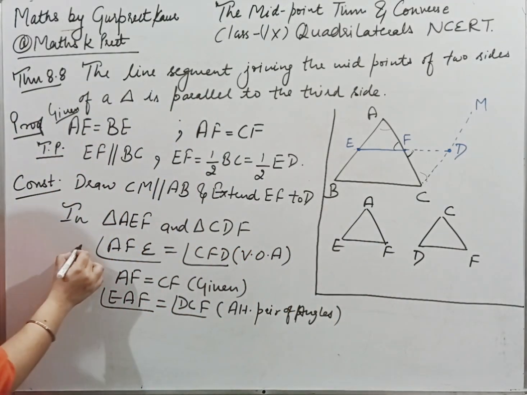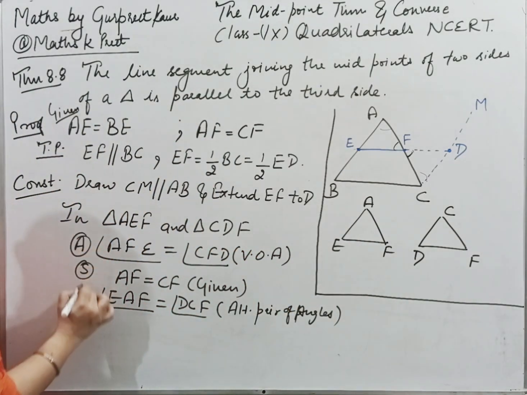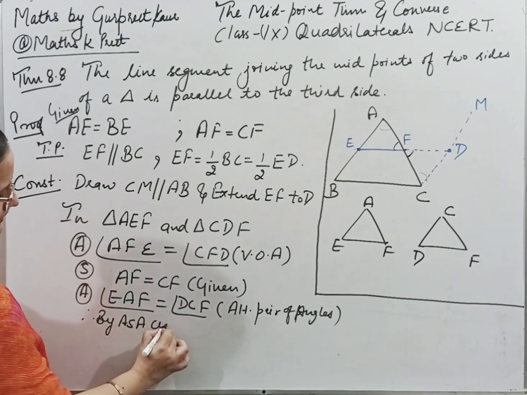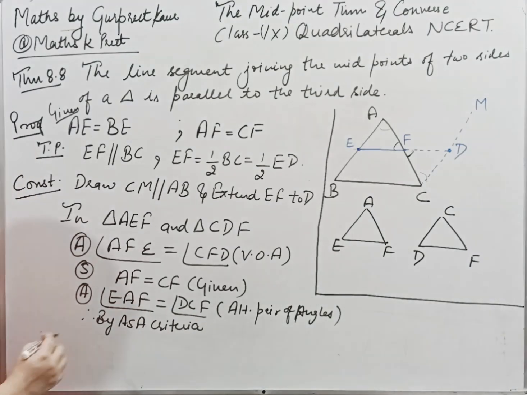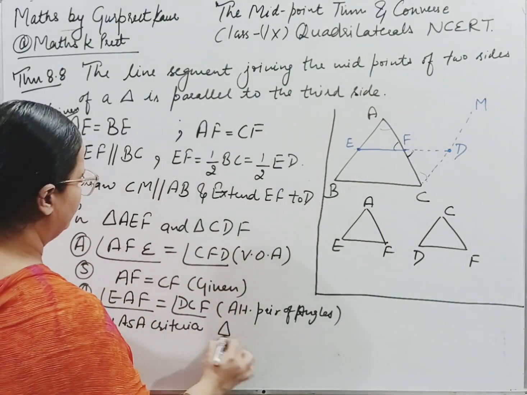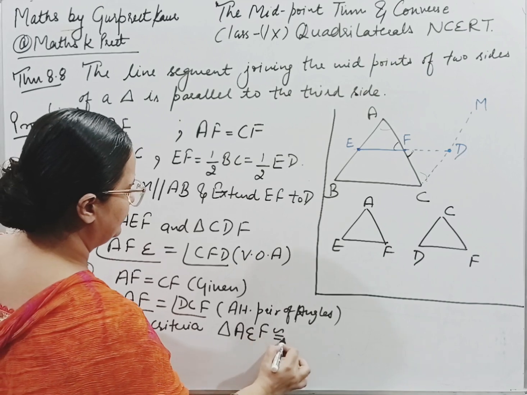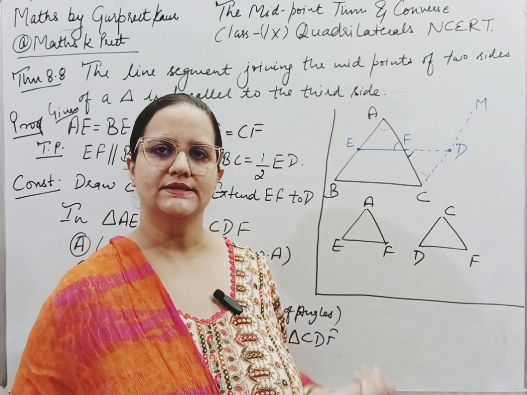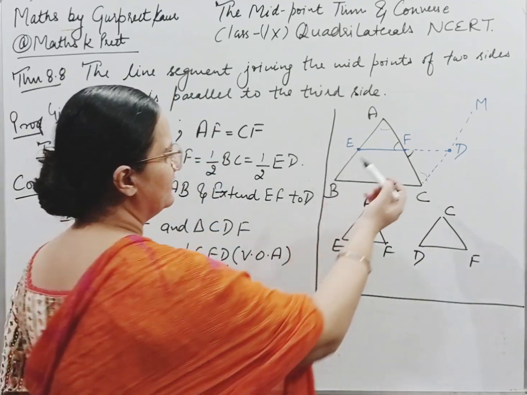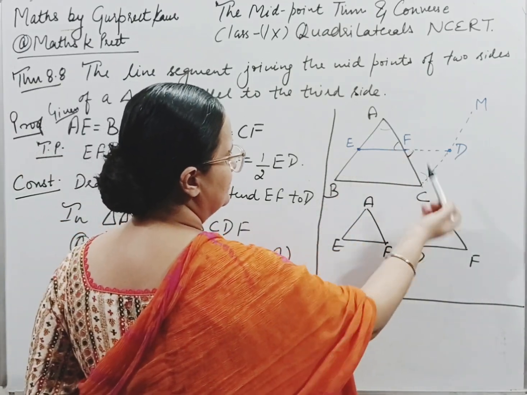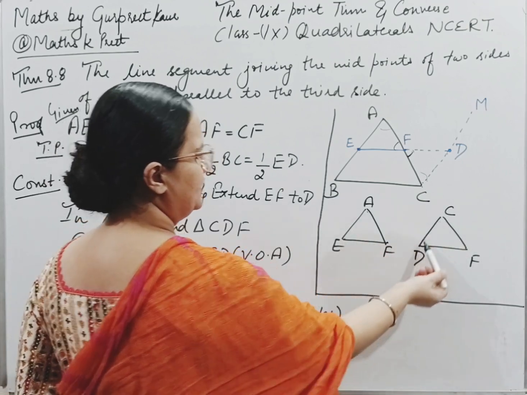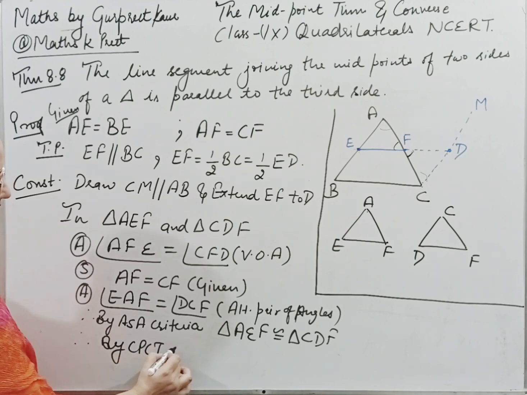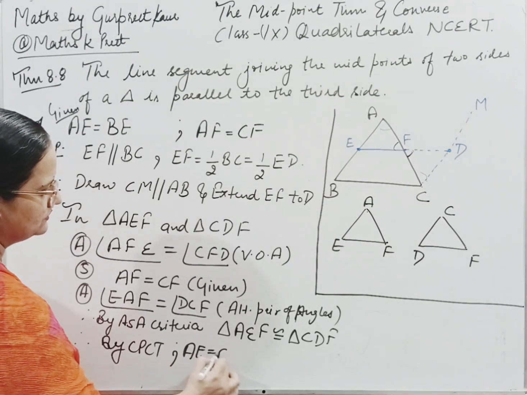Fine. So we have angle, angle, side. Therefore we can write, by the angle side angle criterion, that these two triangles are congruent. Triangle AEF is congruent to triangle CDF. So when these two triangles are proved congruent, then by CPCT, what can we write? We can write that AE will be equal to CD. Therefore, by CPCT, AE is equal to CD.